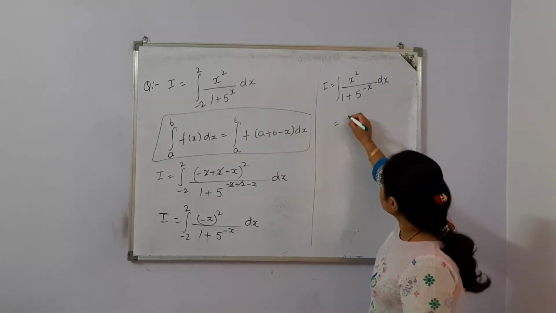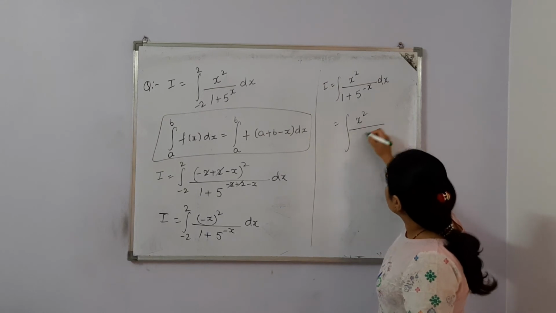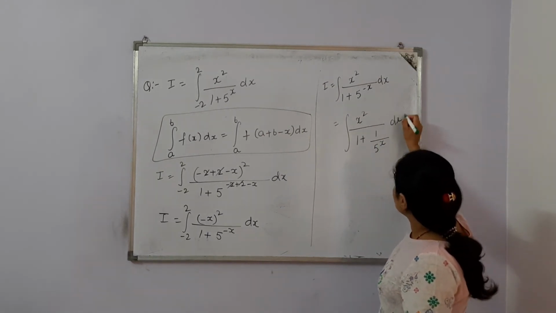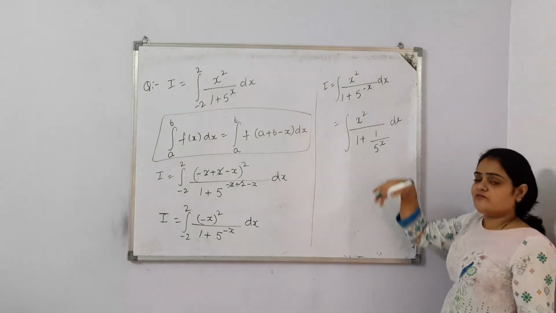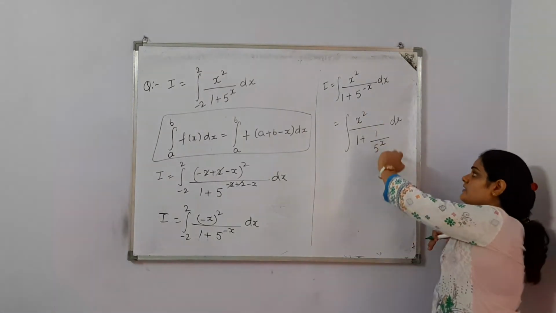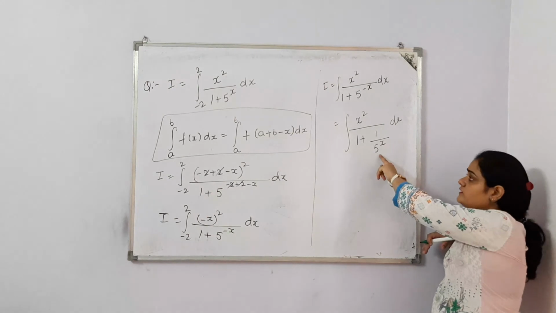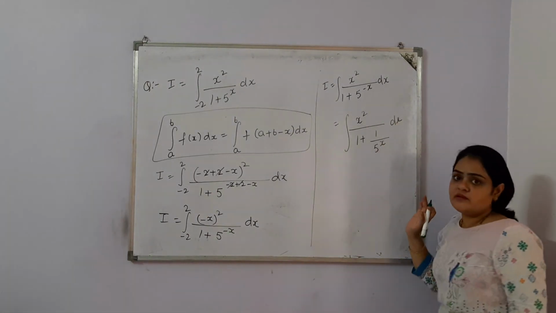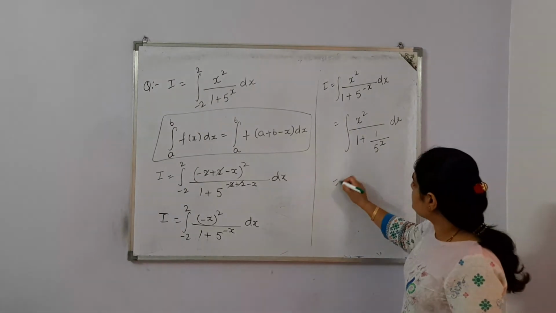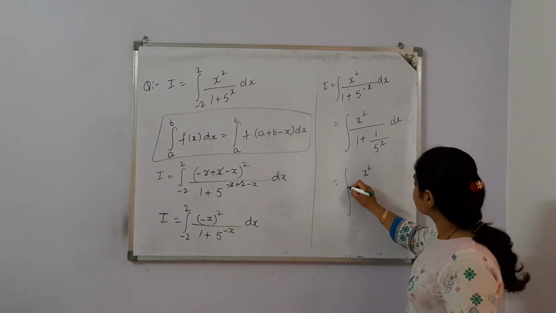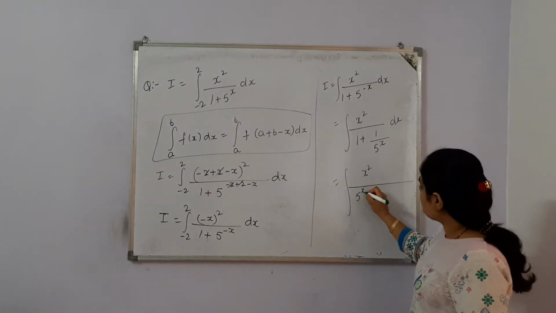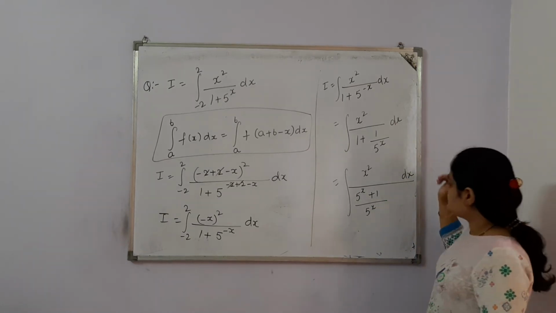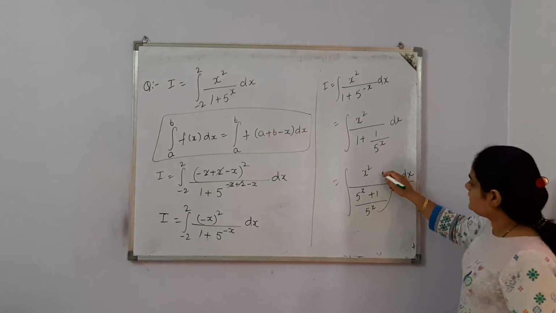Now can we write 1 plus 1 upon 5 raised to power x? Of course here the power is negative. Whenever it goes to the denominator, the power becomes positive. It is negative, in denominator it becomes positive. Now can we take LCM in denominator? 5 raised to power x plus 1 whole upon 5 raised to power x dx. Now this 5 raised to power x will go upside.